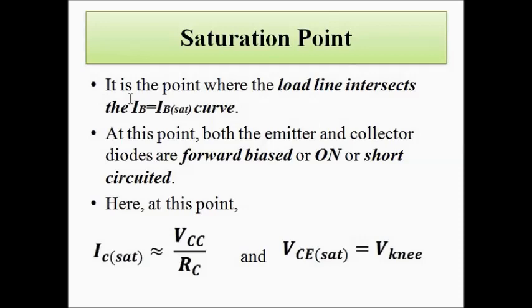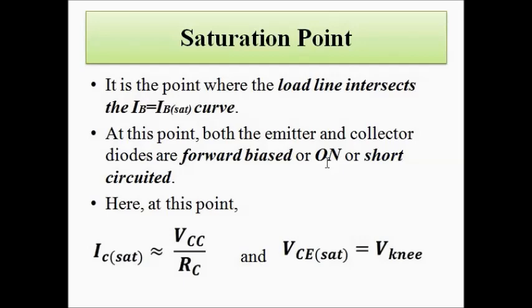Next we have the saturation point. Again, please ignore the first and the third point. I will discuss them all together at last in the BJT output characteristics and load line, so I will make you understand that at last. So focus on the second point. The BJT is said to be operating in the saturation mode when both the emitter and the collector diodes, the PN junction diodes, are forward biased.